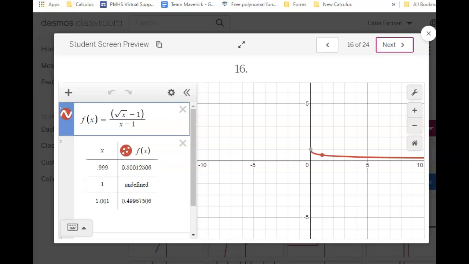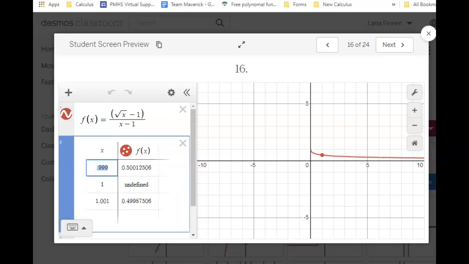This is going to take it a little bit deeper than we need to go right now, but it was mentioned in the video, so I left this on here. If I substitute in 1, it's going to be undefined. But if I substitute in numbers that are just a little bit less than 1 and a little bit more than 1, you can see when it's a little bit less, I get 0.500 something something. And if it's a little bit more, I get 0.4998. So what would be a reasonable number to actually go there? 0.5, exactly.